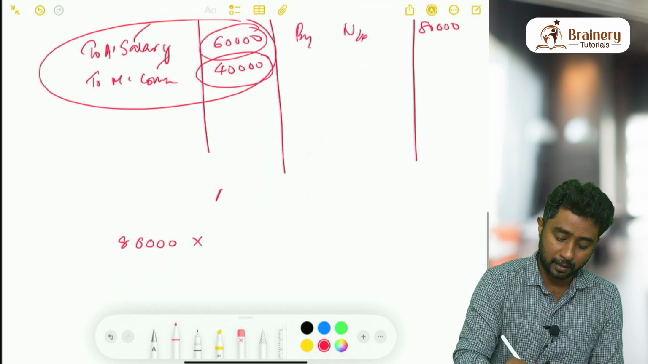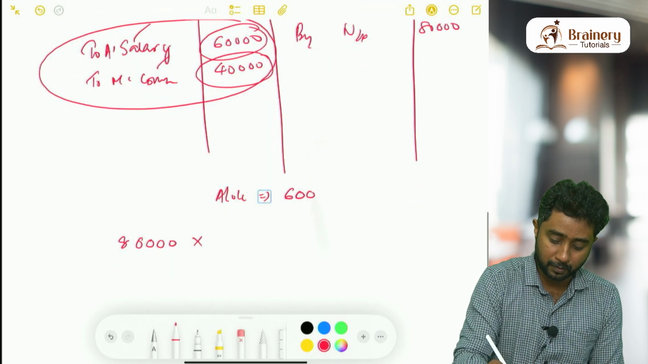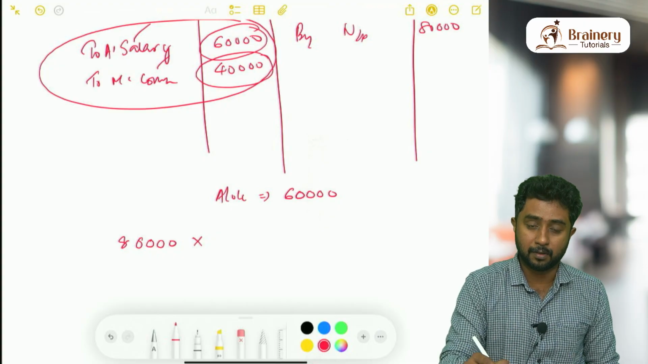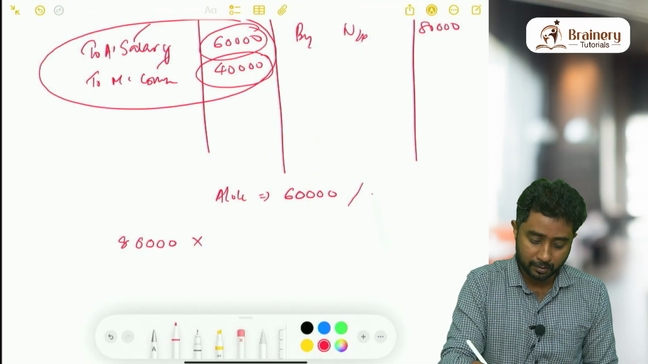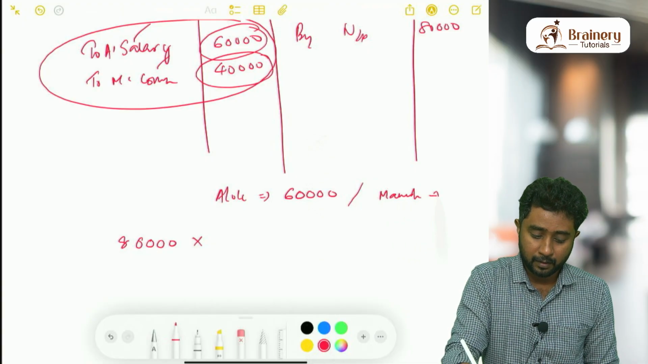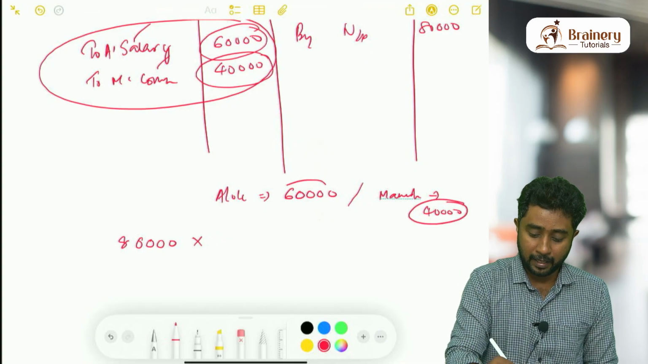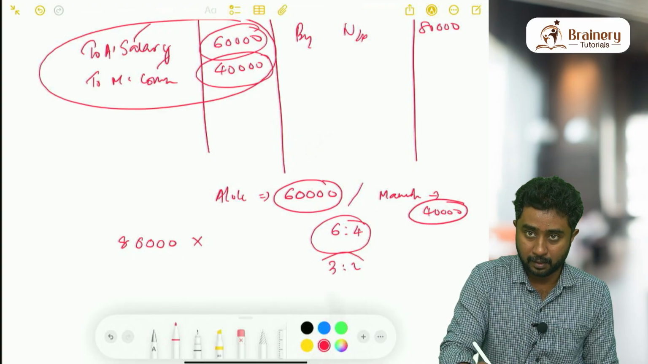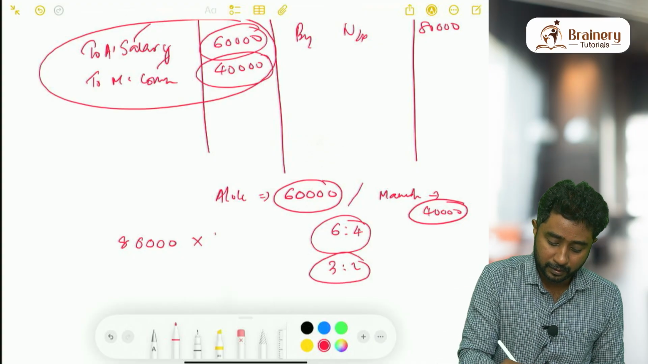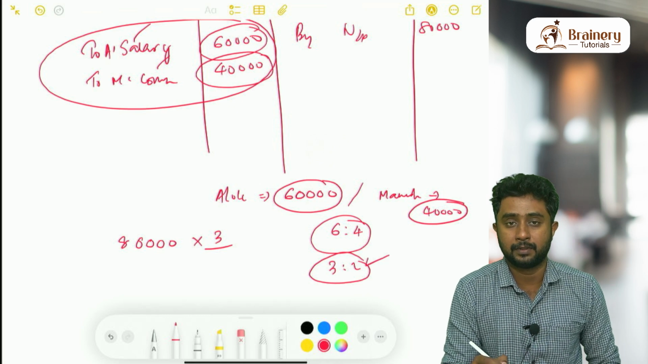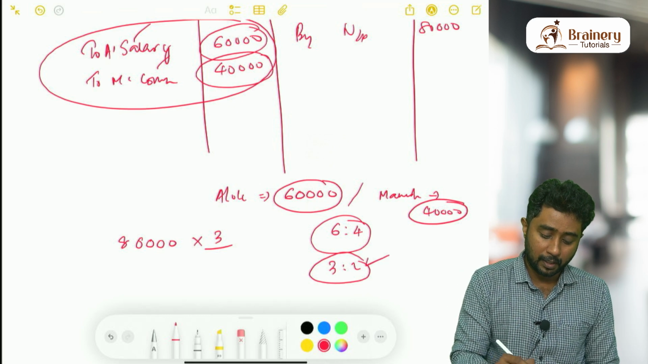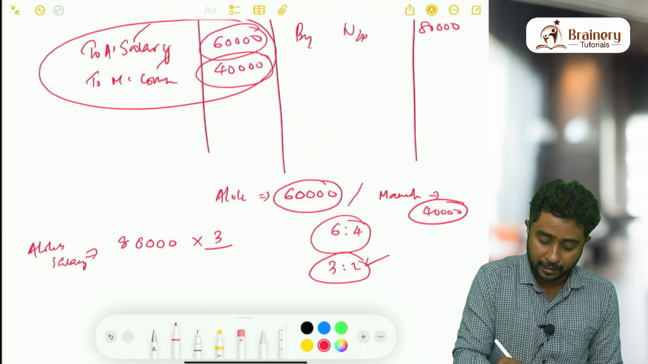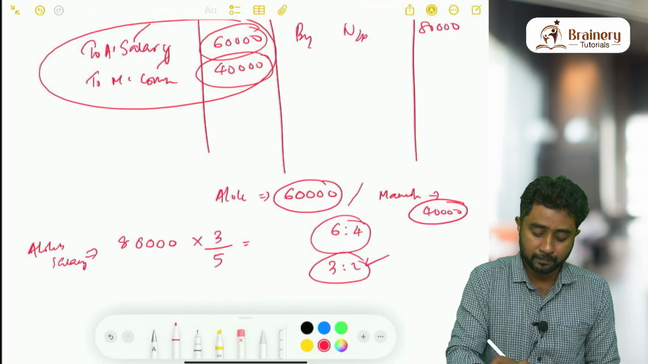When it comes to Alok, the appropriation means the amount that he should receive from the firm, which is recorded in the appropriation account. So Alok is supposed to receive 60,000, whereas Manish is supposed to receive 40,000. These values are called appropriations, and they should be put in the ratio of 6:4, which gives us 3:2. That means 80,000 should be split in this ratio of 3:2 between them. In order to find Alok's salary, how much we can pay, 80,000 into 3/5 should be done.